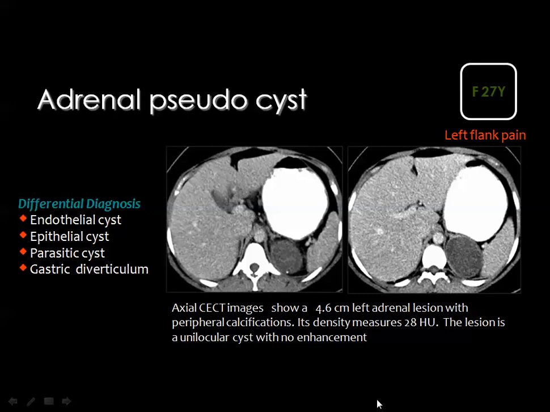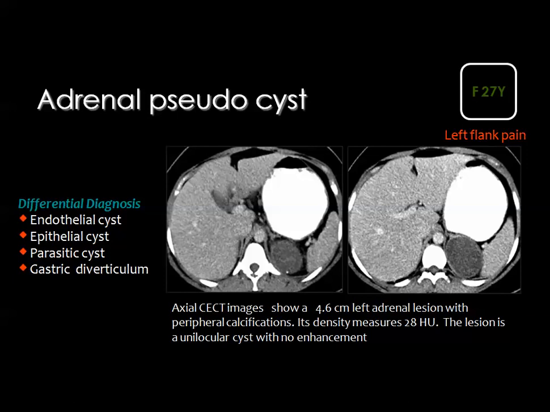And this is an adrenal lesion with peripheral calcification, and the lesion is unilocular with no enhancement. Then how can you know that this is a pseudocyst? There should be something in the history to lead you to the diagnosis of this. This example is to show that adrenal cysts, whether true or false or pseudo, have similar imaging findings.